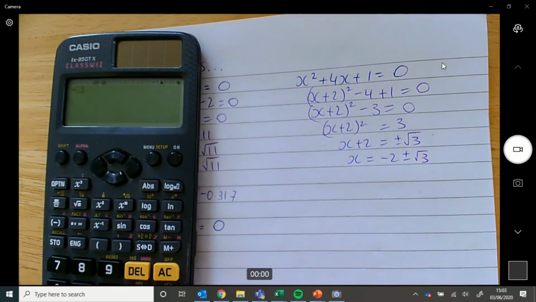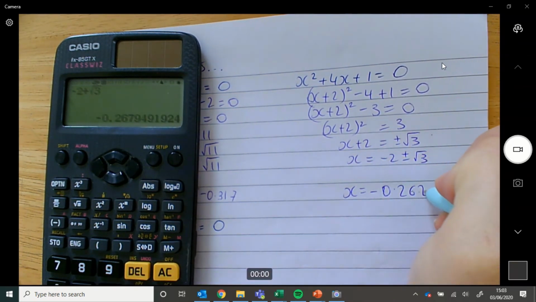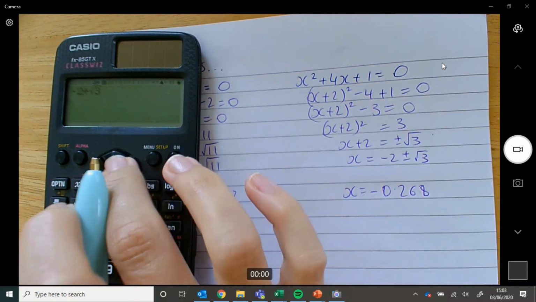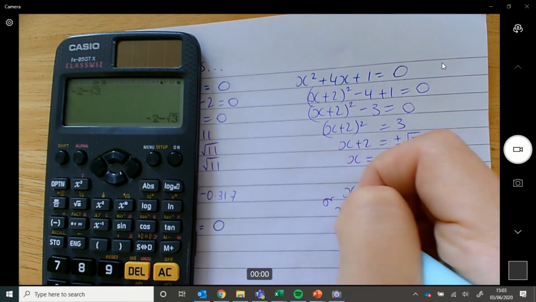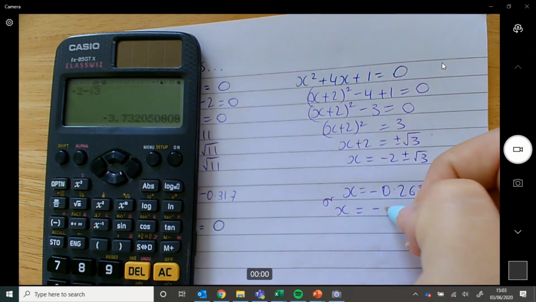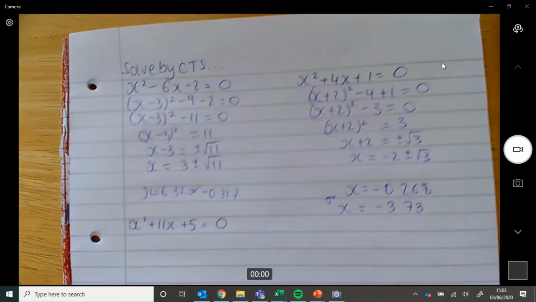So first one, negative 2 plus root 3, that's 0.268. Or the negative version, which is negative 3.73. Okay, I'm doing all of these to 3 significant figures.